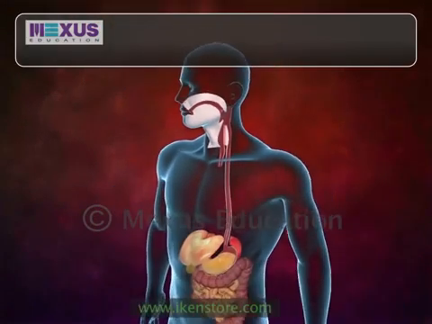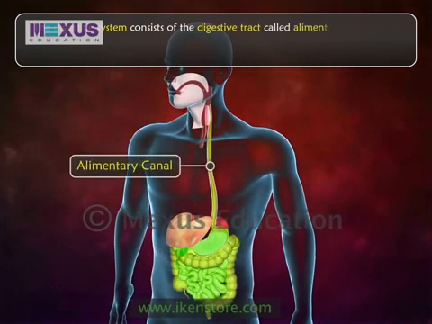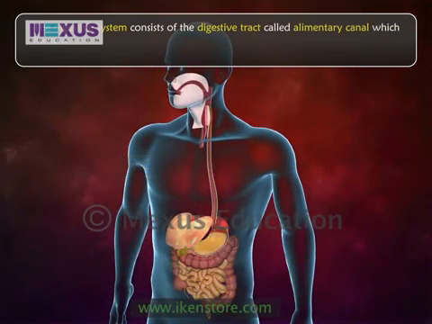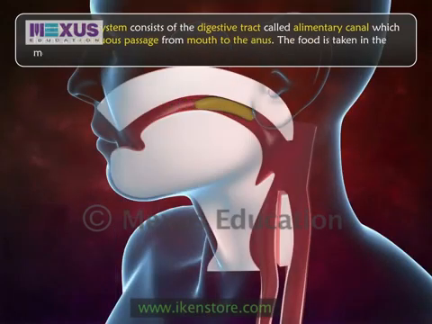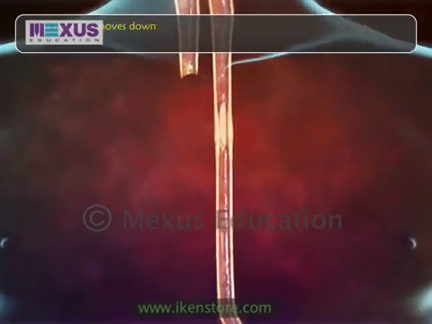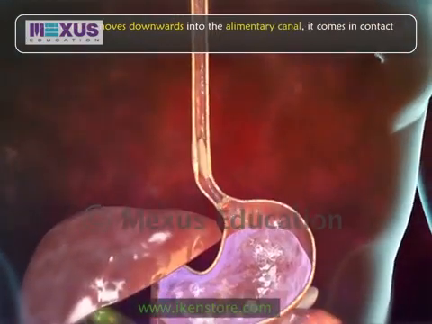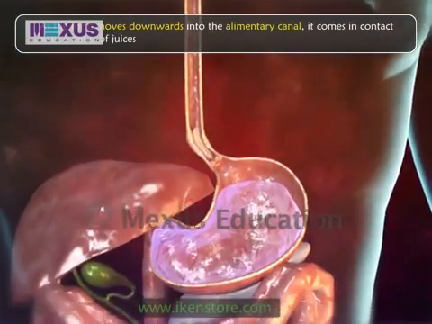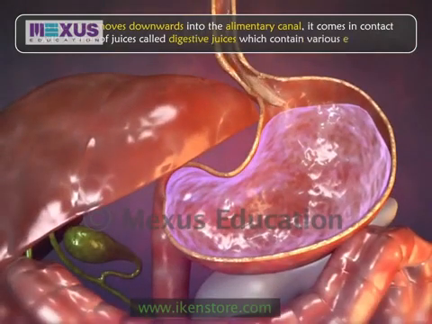The digestive system consists of the digestive tract, called the alimentary canal, which forms a continuous passage from the mouth to the anus. The food is taken in the mouth and sent downwards. As the food moves downwards into the alimentary canal, it comes in contact with a series of juices called digestive juices, which contain various enzymes.